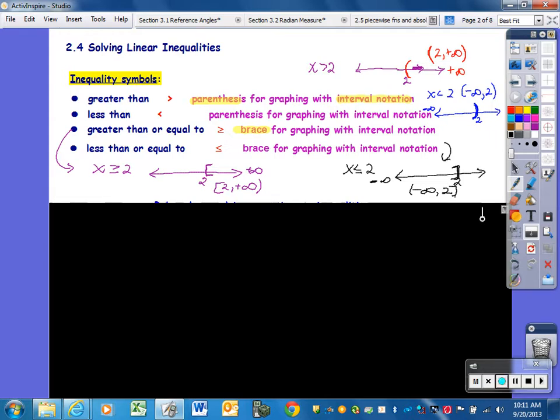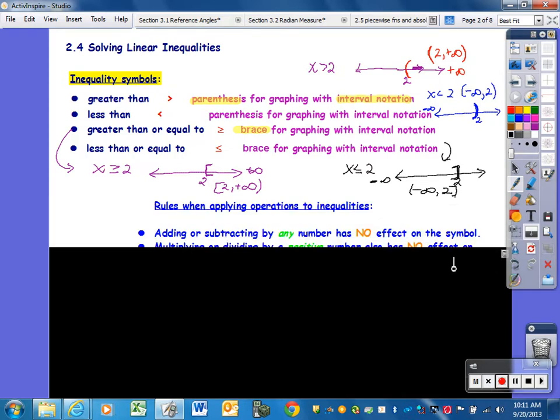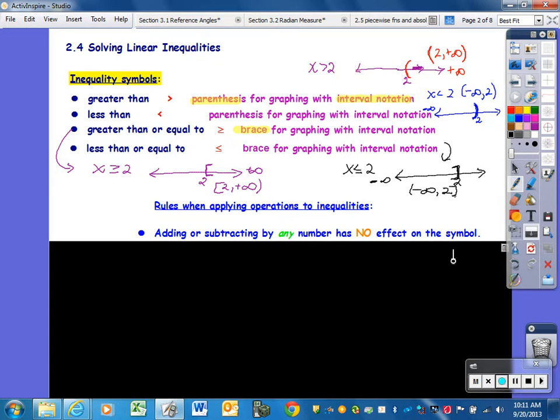When we're using these inequalities and solving inequality expressions for them, there are basically 3 rules to follow. I like to think of it as one rule, but I'll go through the 3 to get to the 1. When we add or subtract any number, there is no effect on the symbol. So let's pick 2 numbers. 2 compared to 5. 2 is less than 5. If I add 3 to both sides, 5 compared to 8, still less than.